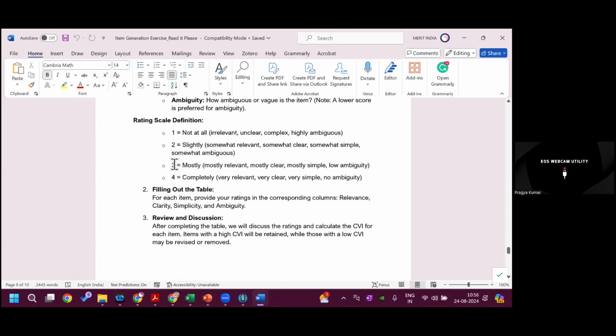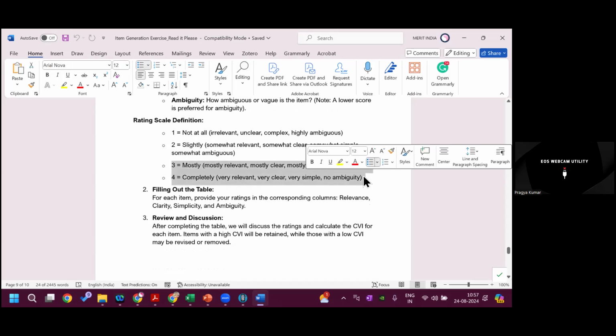So generally for content validity, we use 3 and 4. We take the number of people who have given 3 and 4. Slightly relevant, we don't take that item if it is slightly relevant. So we take only those items which are mostly relevant and completely relevant. Okay. So how to do that?